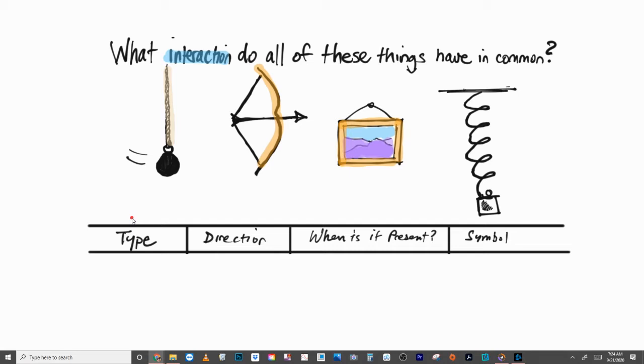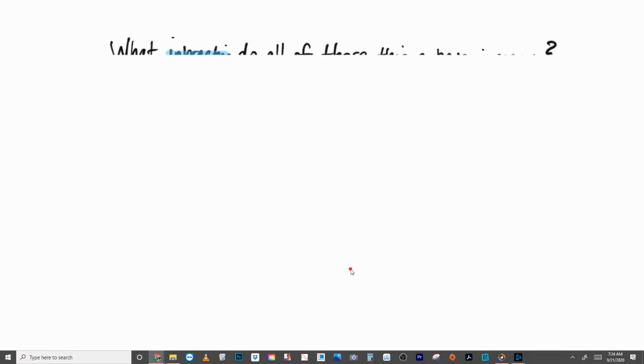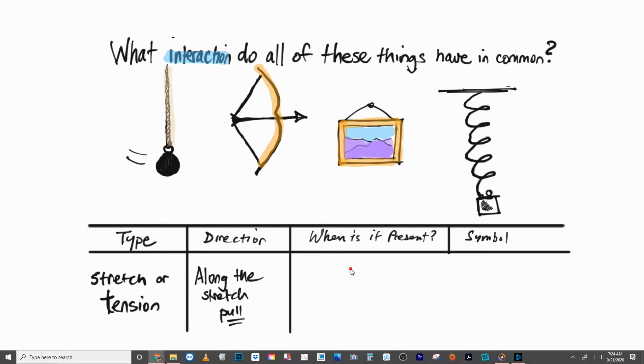What about these situations here? What do you think they have all in common? Think back to your worksheet. Yeah, you're right. It is a stretch or a tension force. The direction is going to be always along the stretch, and it's always a pull. Okay? When is it present?